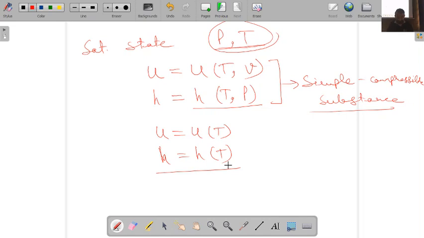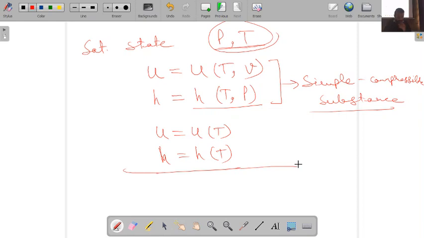Remember one thing: when for an ideal gas I am saying internal energy is a function of temperature and enthalpy is a function of temperature, don't generalize this definition to other properties such as entropy. Whenever later on we define the entropy for a gaseous substance, we will see that entropy is not a sole function of temperature. So for an ideal gas only the internal energy and enthalpy are sole functions of temperature. Is this one clear?